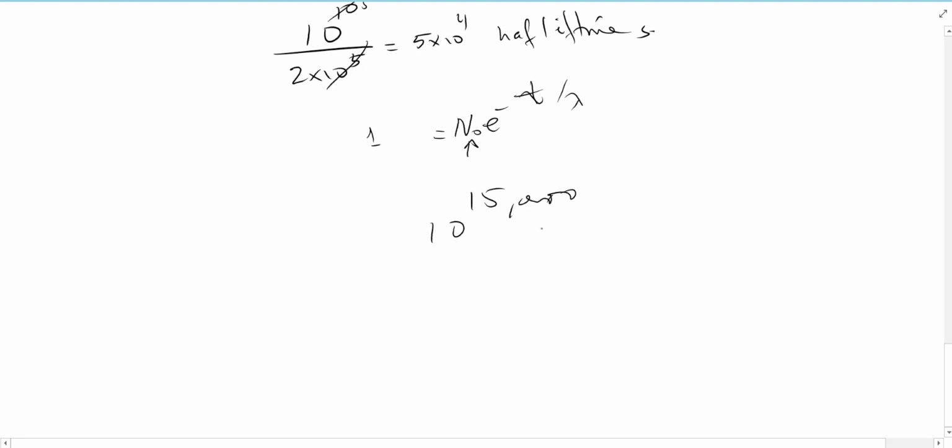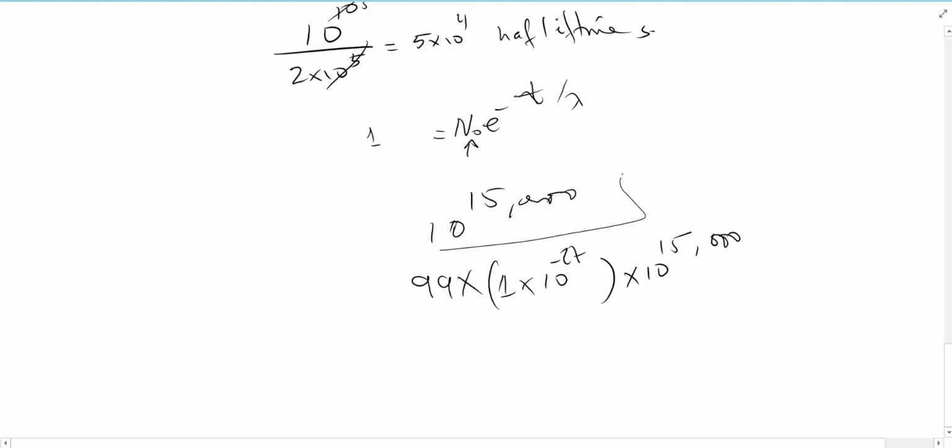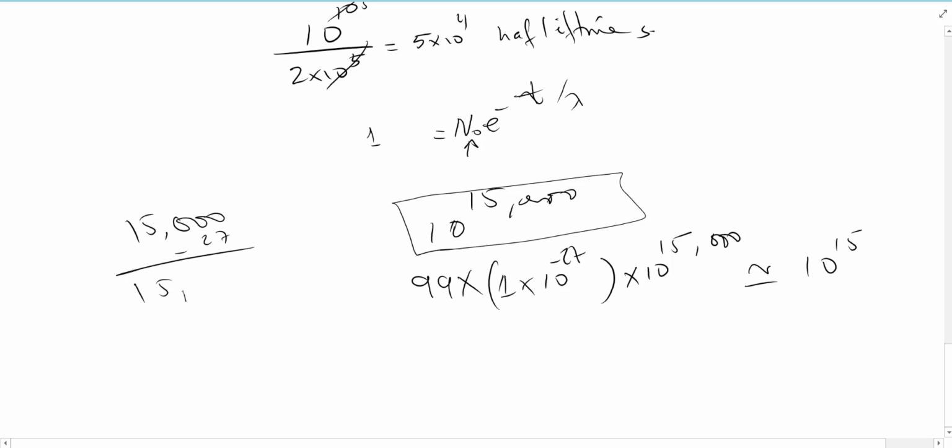Okay, and how much mass is that? Well, the mass number for this technetium is 99 times the mass of 1 u, which is 10 to the power negative 27 kilograms for all practical purposes. We're doing just an order of magnitude, times 10 to the power 15,000. That is how many of them were initially. If you do the math, 15,000 minus 27 is negligible, so it's practically 10 to the power 15,000.